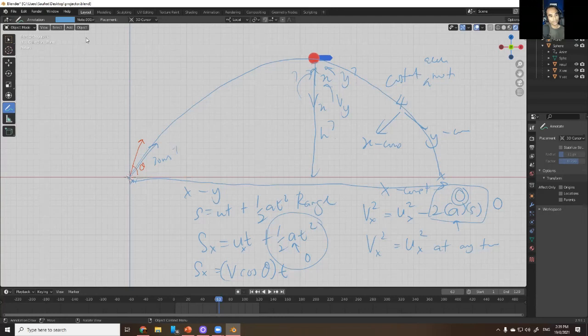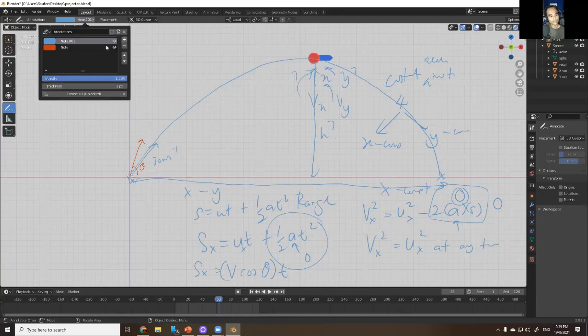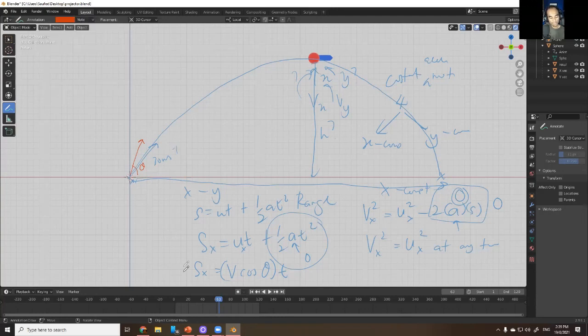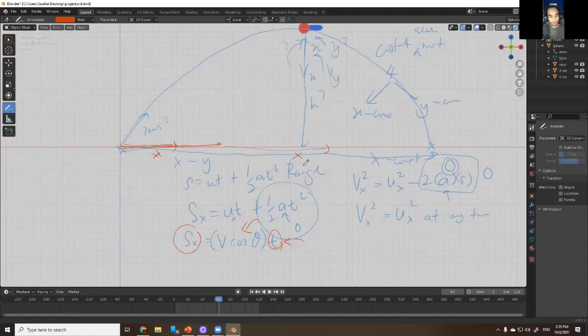So going to another color. Okay, sx is how much its distance is. This is x. How far it goes depends on the t. 1 second, 2 seconds, 3 seconds: at 1 second, x is over here; at 3 seconds, x is over here. It is determined by how much the t is and how much it is multiplied by the v cos theta.